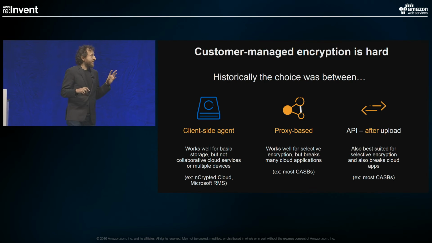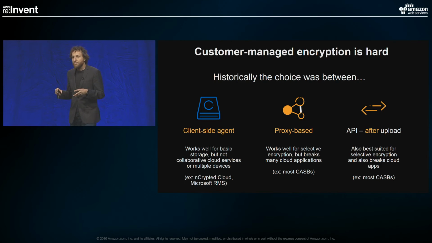So historically, customer-managed encryption has been pretty hard. Your choice has been between client-side agents that sit on your computer and basically wrap the Box sync app. And every time you want to store a file, it encrypts it before it gets sent to Box. And every time you download it, it gets decrypted before it arrives at your computer. But the problem is this breaks the mobile experience and this breaks the web app.